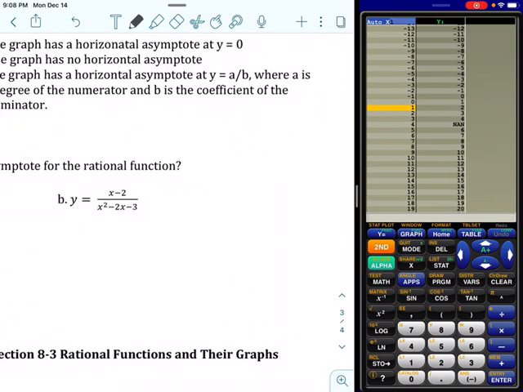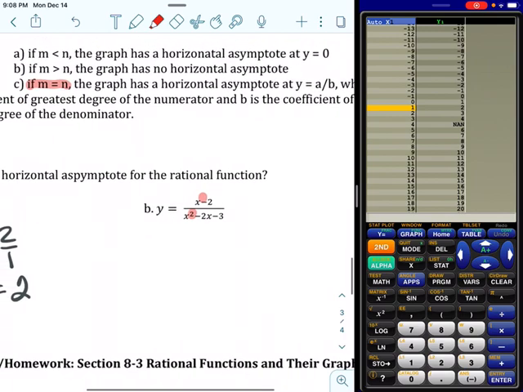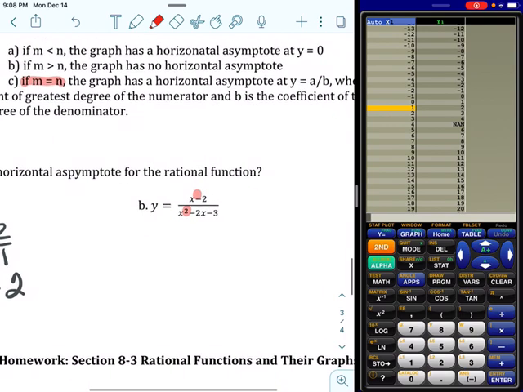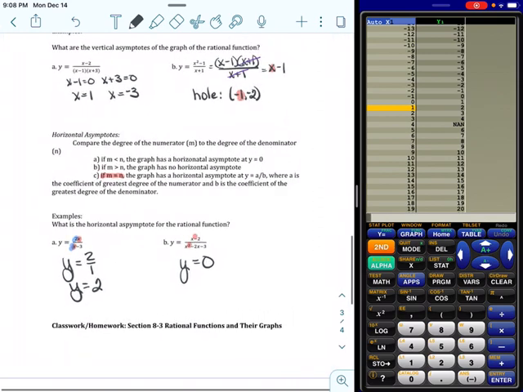Here, and again, we're doing this before factoring. I'm going to look at my exponents. Here they are. So I have 1 and 2. The top is smaller than the bottom, so y equals 0 is our horizontal asymptote. Again, we're going to keep working on this. I know we've never seen this before, totally brand new to us, and it can get a little confusing. Be patient, you'll get it, not a problem.